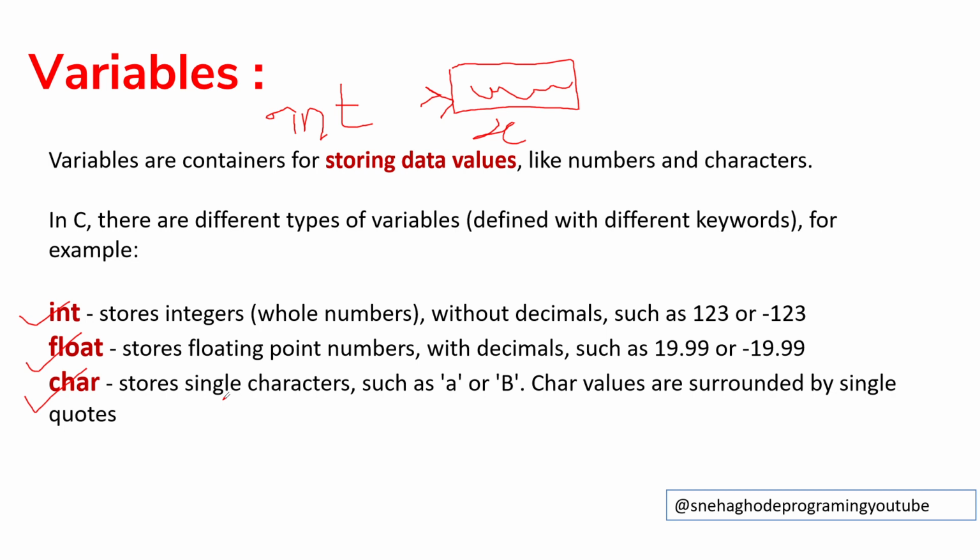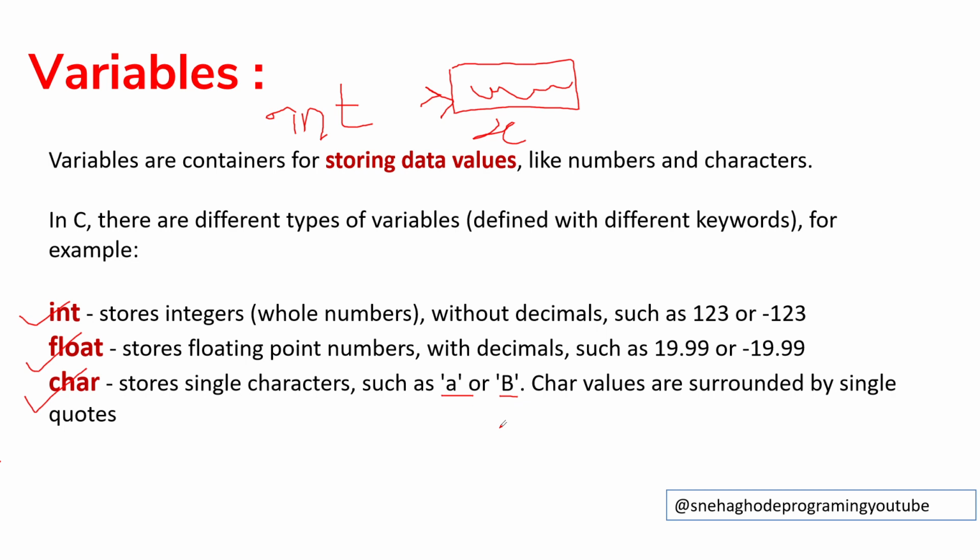So here we store the integer, that is a whole number without decimal, such as 123 or minus 123. Then we store the floating point number, with decimals, such as 19.99 or minus 19.99. Then single characters, such as capital A, small a. Character values are surrounded by single quotes. Whenever we define a character, we have to use single quotes to differentiate it.